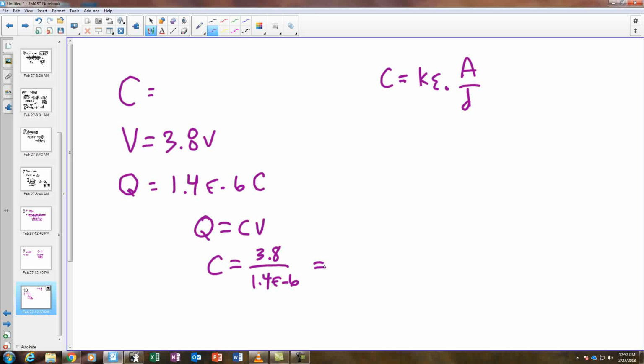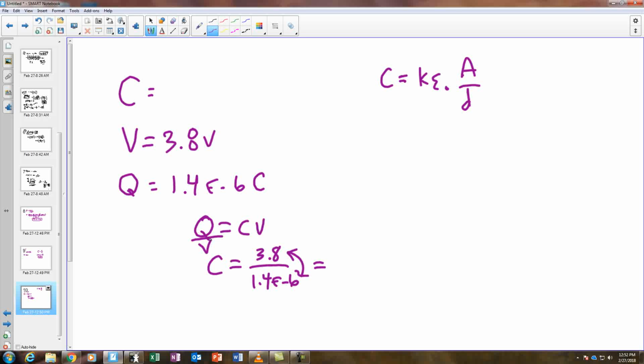Oops, did I do that wrong? Oh, I got that backwards. Dang it. Switch these. I knew something was wrong as soon as I saw it. Capacitances should never be very big. So I have these backwards because I'm supposed to do Q over V instead of V over Q.